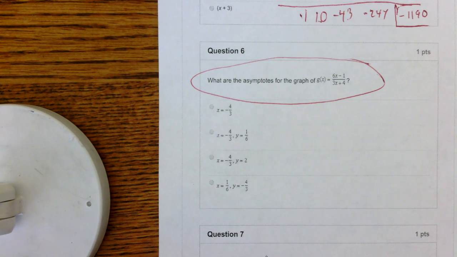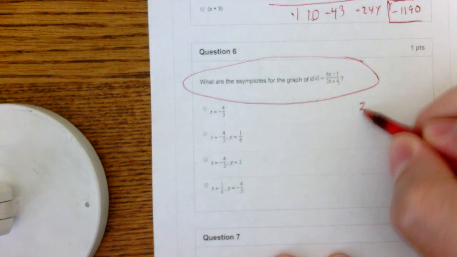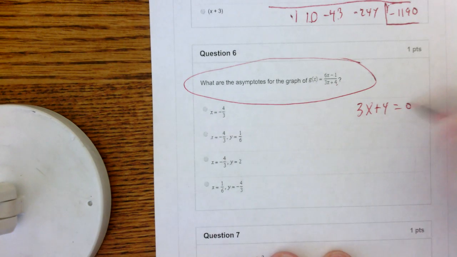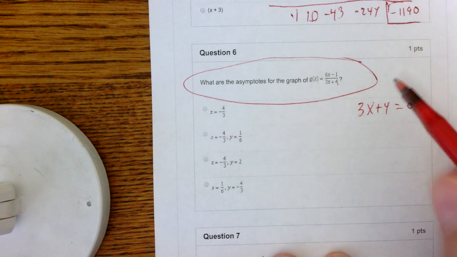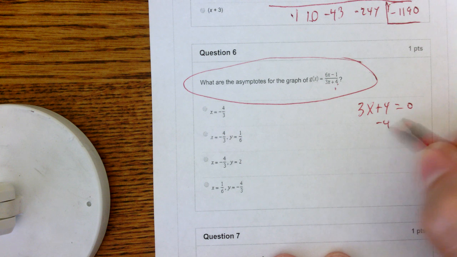What are the asymptotes for the graph of g of x equals 6x minus 1 over 3x plus 4? So the vertical asymptote's the denominator. So you said we cannot equal 0. But to find the vertical asymptote, you would have to do that. So subtract 4.